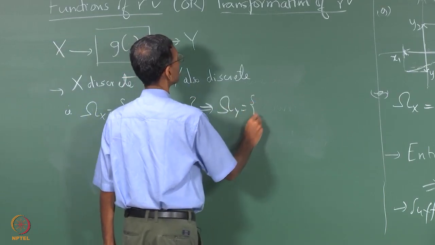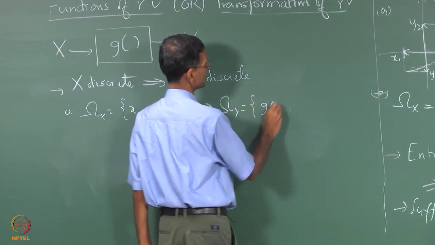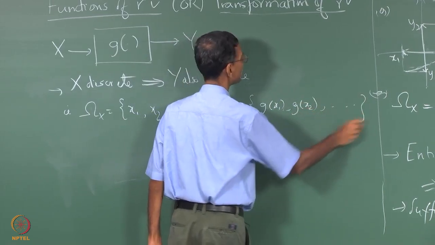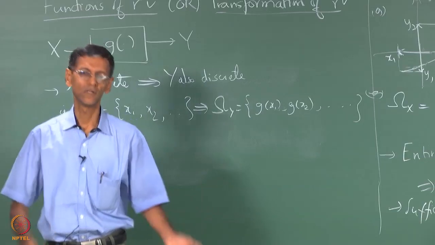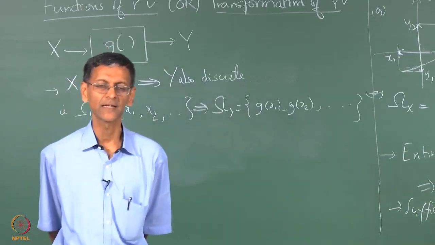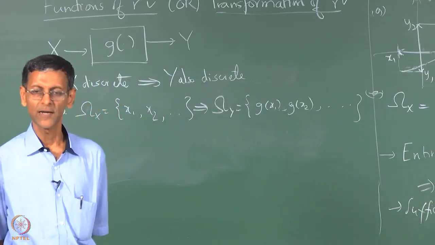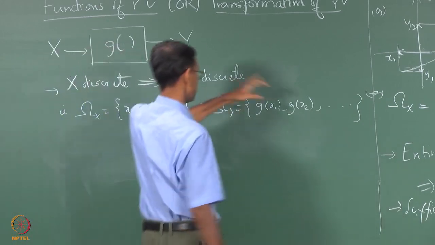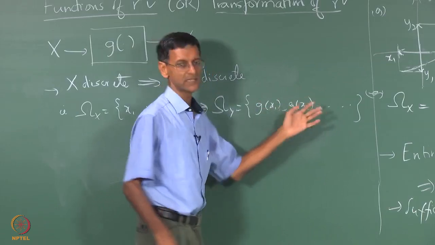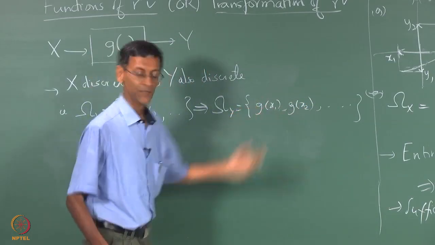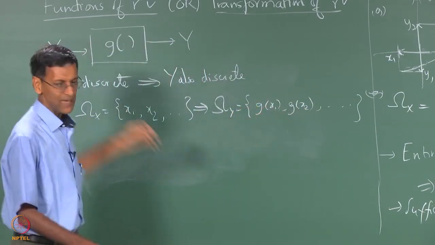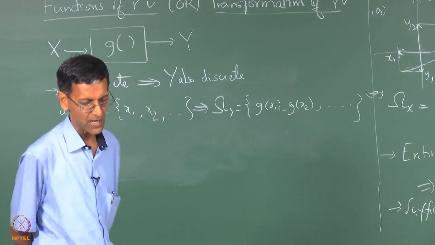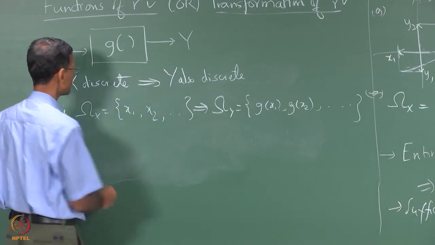Omega y. Now of course some of these may be the same, g of x1 could be the same as g of x2, does not matter. If these are the same, then you have to recognize that and avoid replication, but that is besides the point. We are assuming that these are all distinct, but they need not all be distinct. So in this discrete situation, it turns out that it is not worth spending too much time on this.